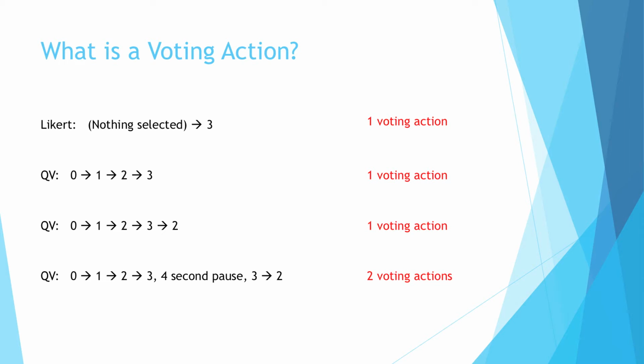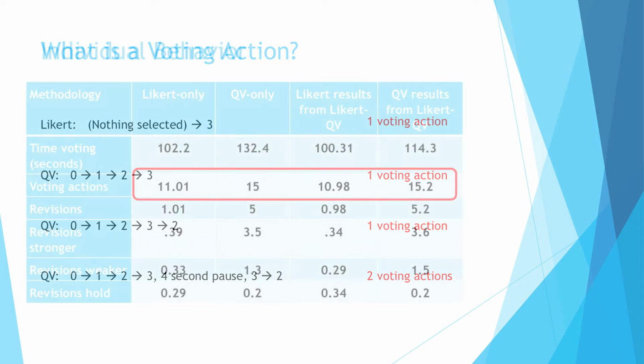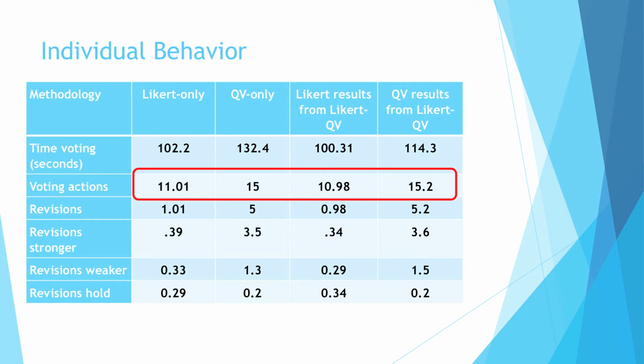They move up to 3, there's a long pause, they stay on the same question, and then they move down. So we made the decision to count this as 2 voting actions, that somehow this amount of time here should justify that something qualitatively different is happening. Okay, so when you make those sort of reasonable definitions, these are the voting action totals that happen.